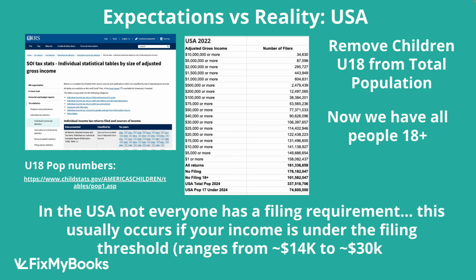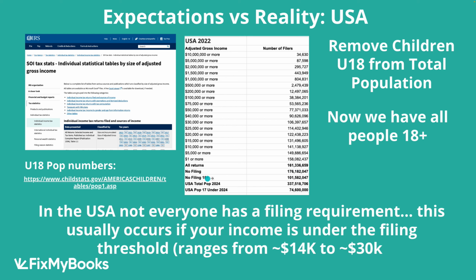Now let's compare this to the US and follow the same example. So we've got the individual tax statistics by adjusted gross income in the States for 2022. And we've got all the returns here from all the different income brackets. Then we've got people that have no filing, which is the difference between the actual population of the US and those who didn't file any tax return at all.